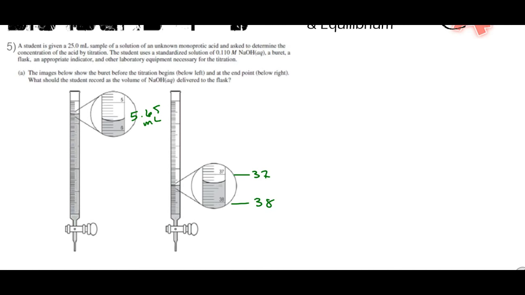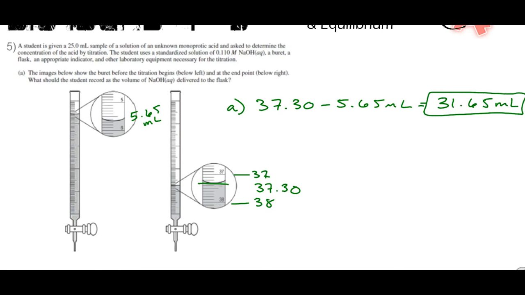And the other value is 37.30 because the meniscus is on the line on the third one. And in this one, it's between the lines. So that's why we get a 5. So the question was, how much volume was delivered? We simply subtract the final minus the initial, and we get 31.65 milliliters.